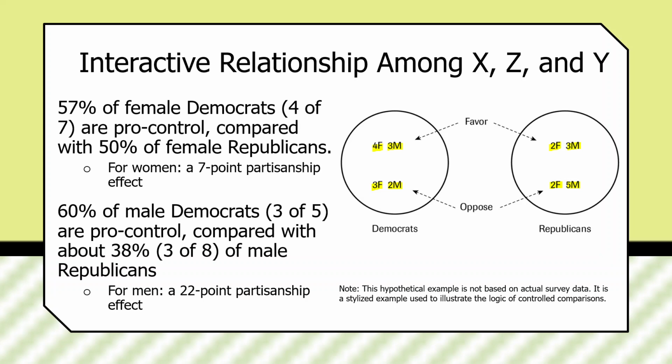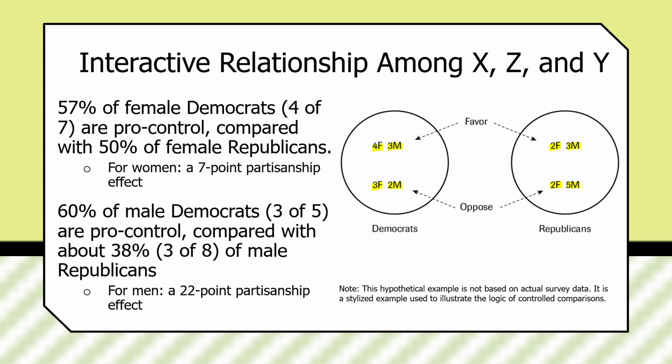Well, the effect for men, if you subtract those 2 percentages, you see a 22-point effect of partisanship for men. So the effect for women is noticeable. You know, this is not counterintuitive. There's an effect of about 7 points for women. But the effect for men is much more pronounced. We're looking at an effect, a percentage point difference of 22 points.